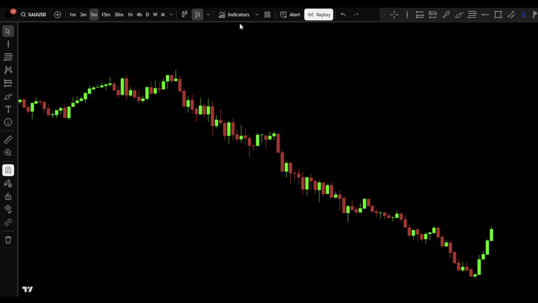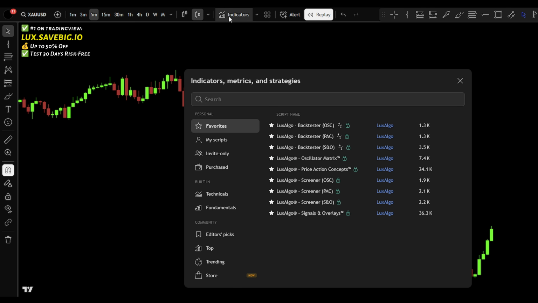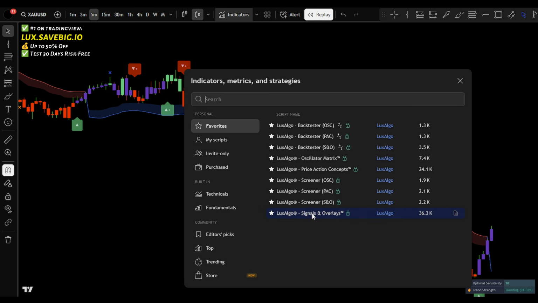This setup requires one indicator only. First, click on the Indicators tab, search for LuxAlgo Signals and Overlays, and now listen carefully. We want to add it twice to our chart, so make sure to click this indicator twice.